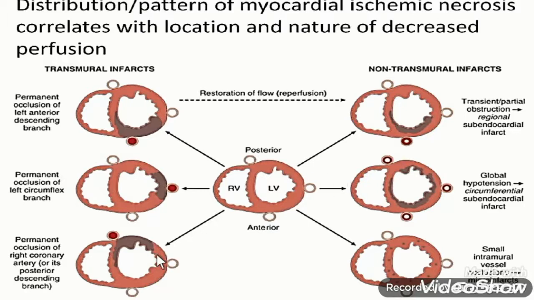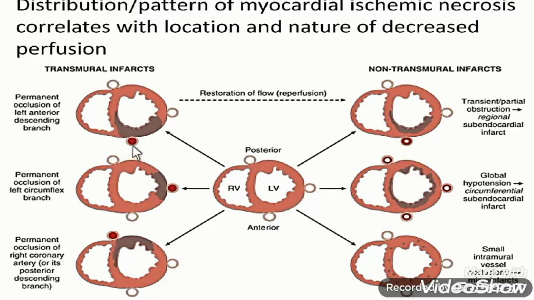This is a heart section. This is the anterior wall, and this is the posterior wall. This is the left ventricle, and this is the right ventricle. This is the left anterior descending branch of the left coronary artery. This is the left circumflex branch of the left coronary artery, and this is the right coronary artery.